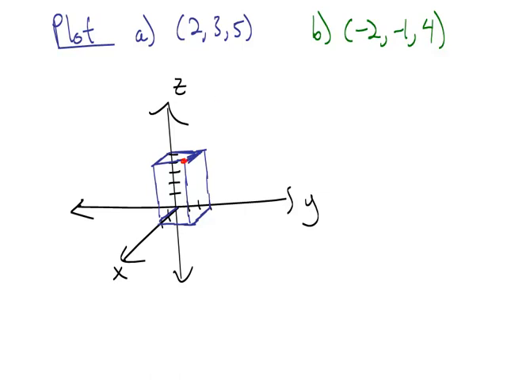And here's our point, 2, 3, 5. So I went out 2 on the x, over 3 on the y, and then up 5 on the z, and that's where I end up in 3-space.